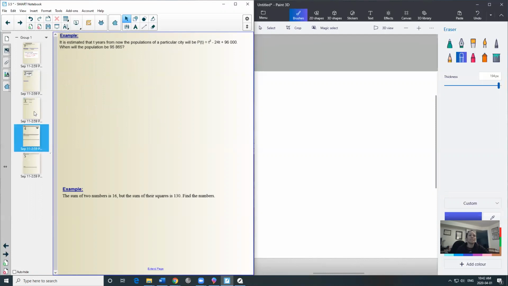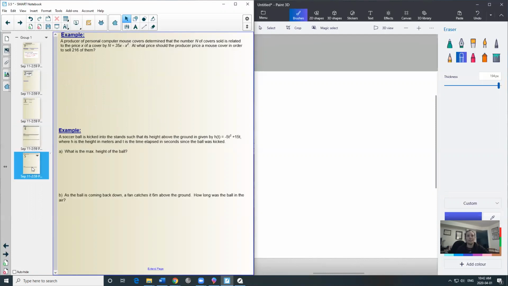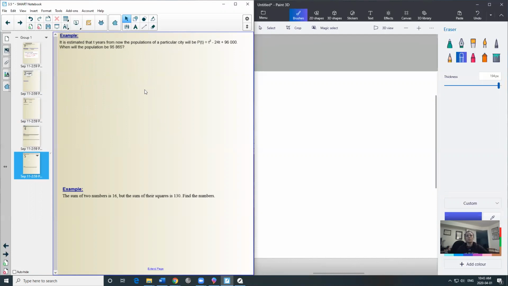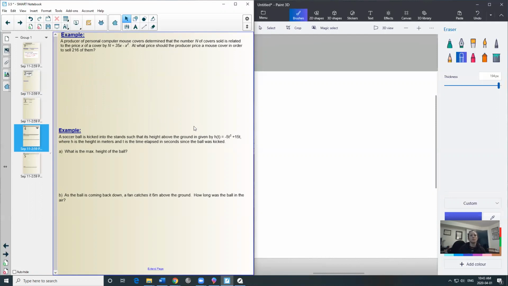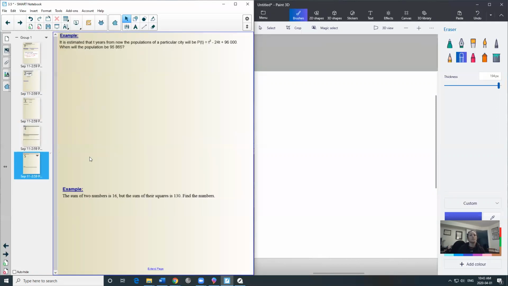Let's go down to an example. I've got 2 pages. I'm going to do this one. It's estimated that T years from now, a population would follow this quadratic. We need to know when the population will be this number right here.